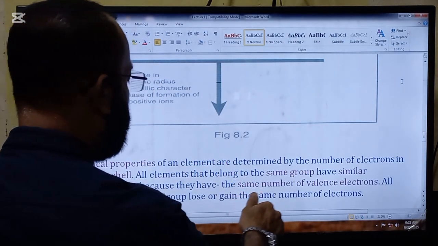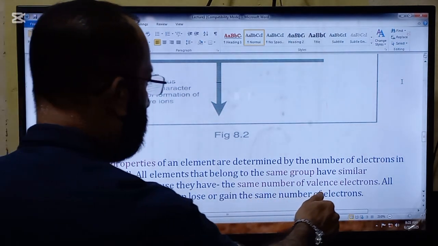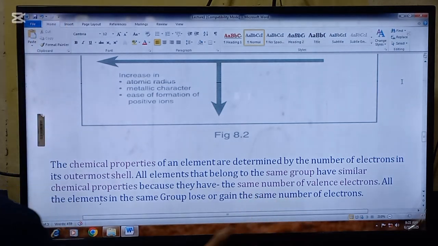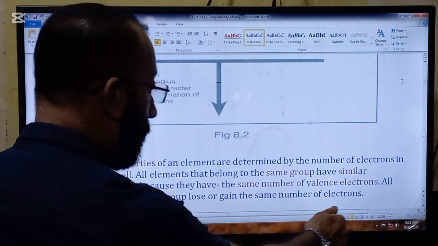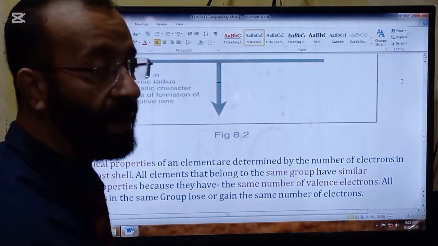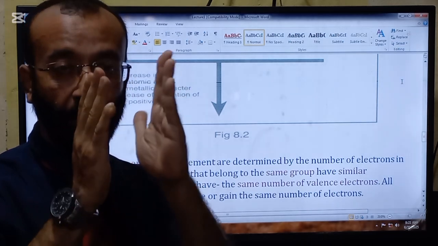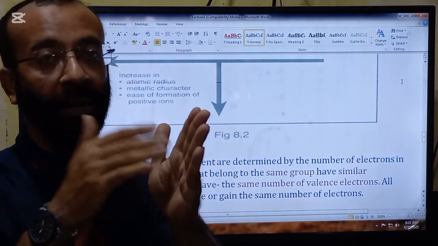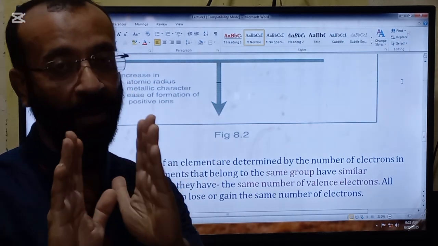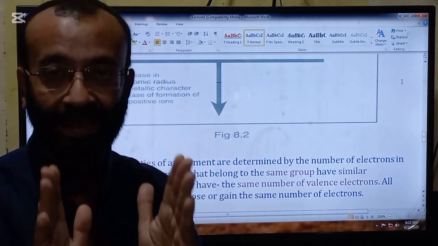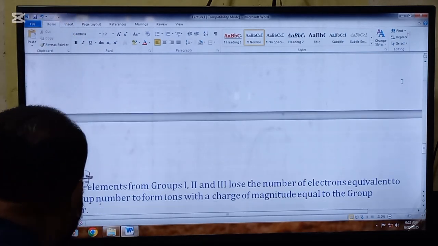All elements that belong to the same group have similar chemical properties because they have the same number of valence electrons. All the elements in the same group lose or gain the same number of electrons. Because they belong to the same group, if one element is gaining or losing a particular number of electrons, all elements in that group will follow the same rule. So this is the simple thing: they will have the same chemical properties.